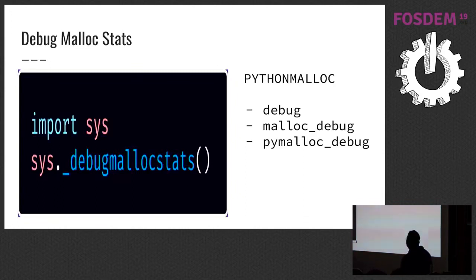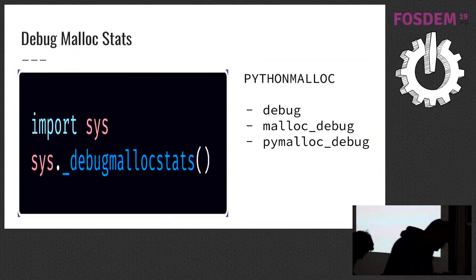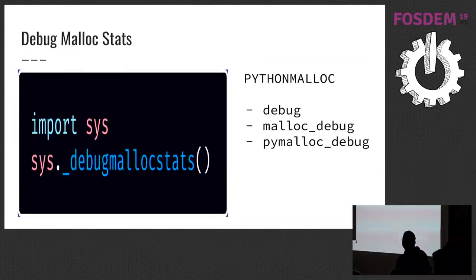And there is debug malloc stats. It's a raw interface of tracemalloc. Here, this is a Pythonic interface, and this is a raw interface of malloc. You can call it with sys._debugmallocstats, or you can set an environment variable. There are different Python memory allocators, for example, malloc or pymalloc, or you can write your own memory allocator. Python is a flexible language. It supports new memory allocators.